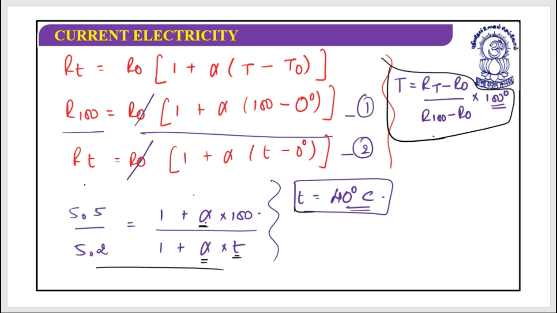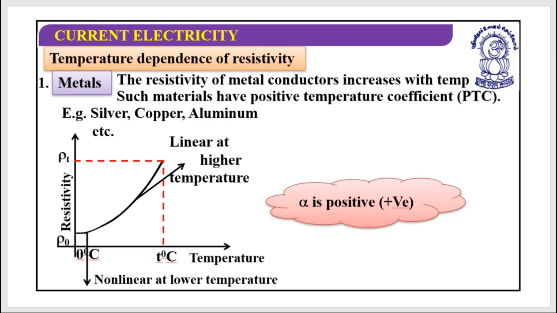Now let's look at the dependency of temperature on resistivity. Now we are talking about the resistivity. So let's first begin with the metals. We say that the resistivity of metal conductors increases with temperature, and such materials have positive temperature coefficient. This is a very, very important term. It's a positive temperature coefficient.